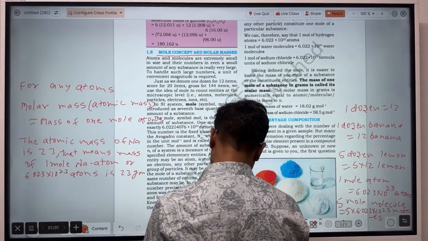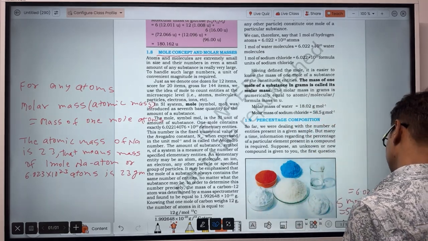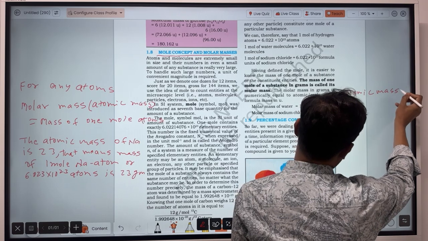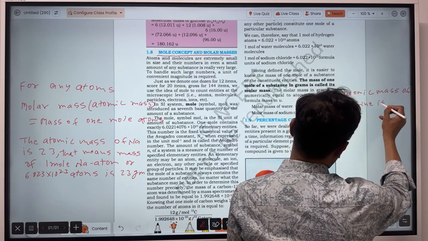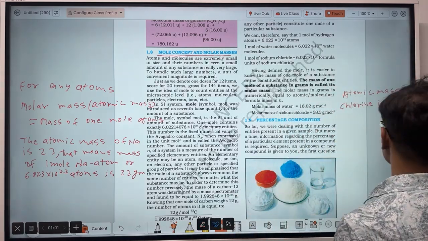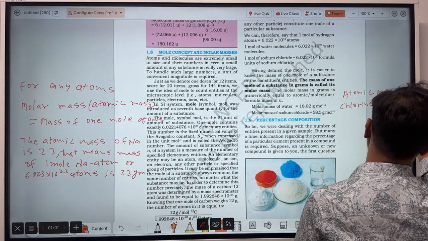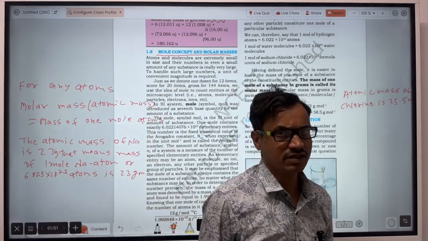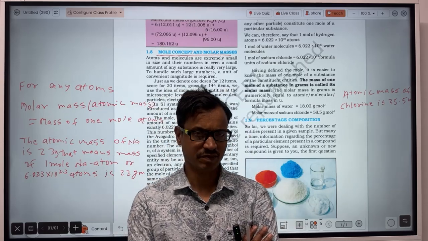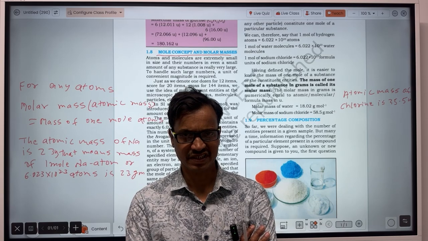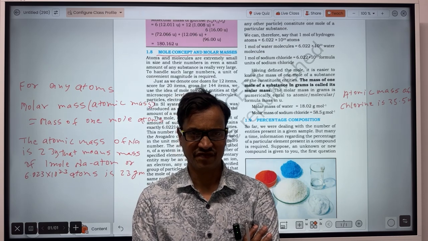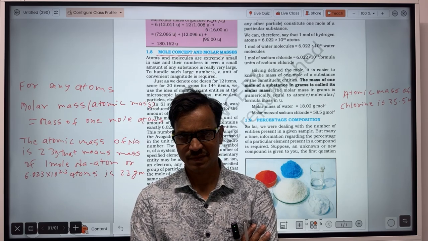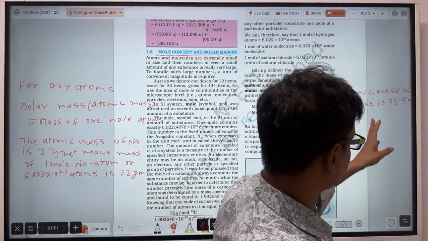One more example: suppose the atomic mass of chlorine is 35.5 U, and the atomic mass of sodium is 23 U. When the number of chlorine atoms is 1 mole, that is 6.023 into 10 to the 23 atoms, then their mass will be 35.5 gram. So the atomic mass of chlorine is 35.5 U.